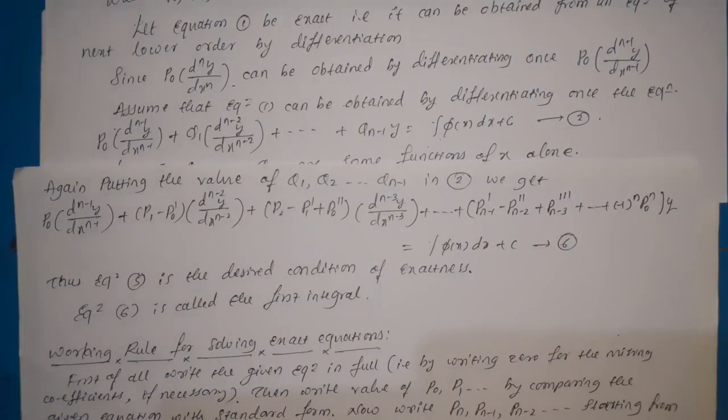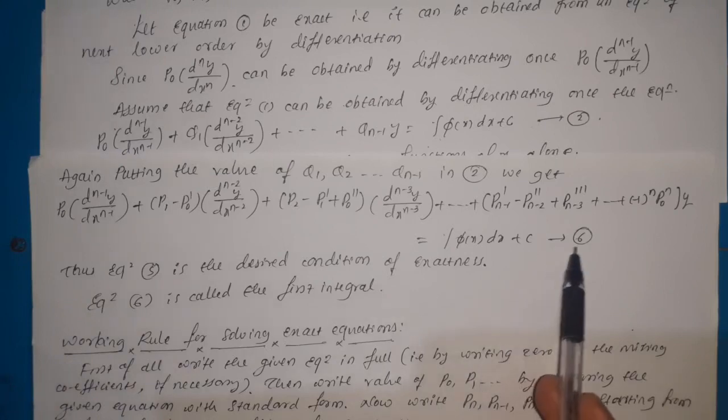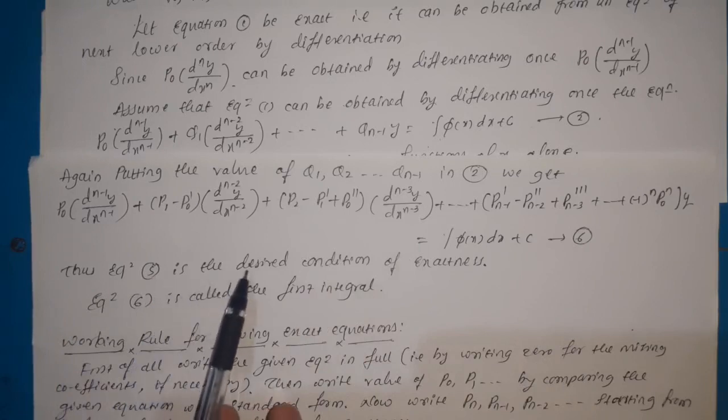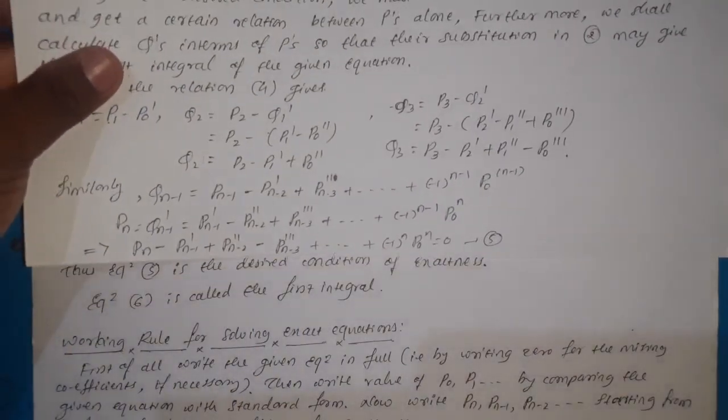So now this equation is called the first integral of the given equation. Consider this as equation 6. Thus equation 5 is the desired condition of exactness. So here we have equation 5.